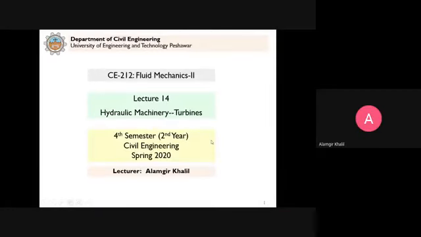Okay, Bismillah Rahman Rahim. So today is lecture number 14. We will continue the study of hydraulic machinery. In today's chapter, we will cover turbines.